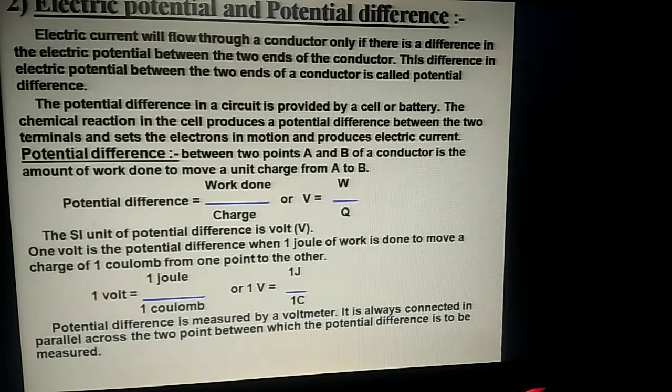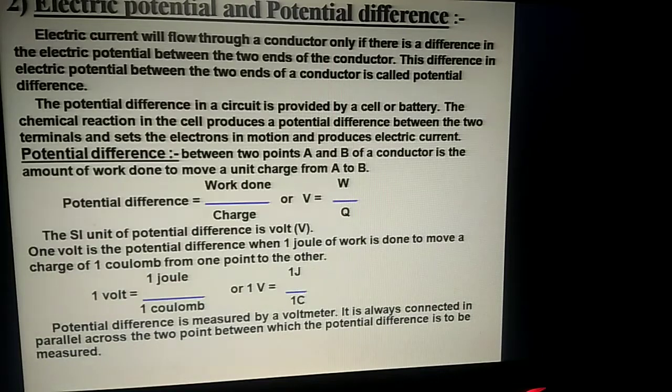Potential difference between 2 points A and B of a conductor is the amount of work done to move a unit positive charge from A to B. Potential difference mathematically is equal to work done by charge, or V is equal to W by Q, since potential difference is designated by V and work done by W and charge by Q respectively. The SI unit of potential difference is volt.